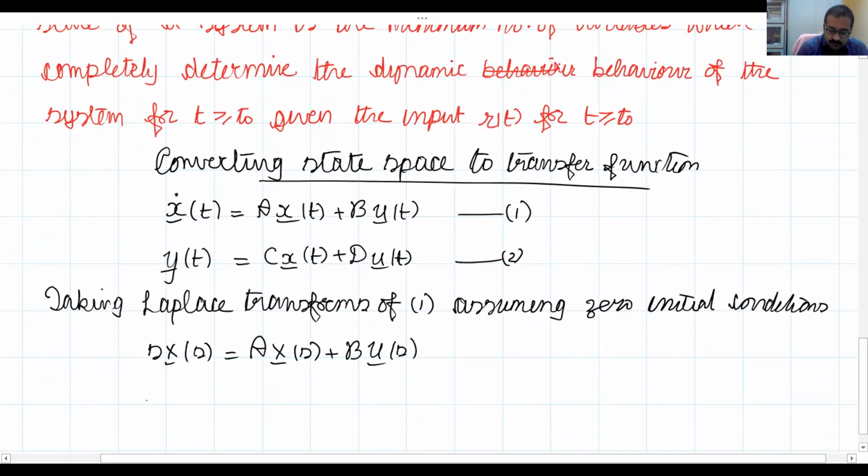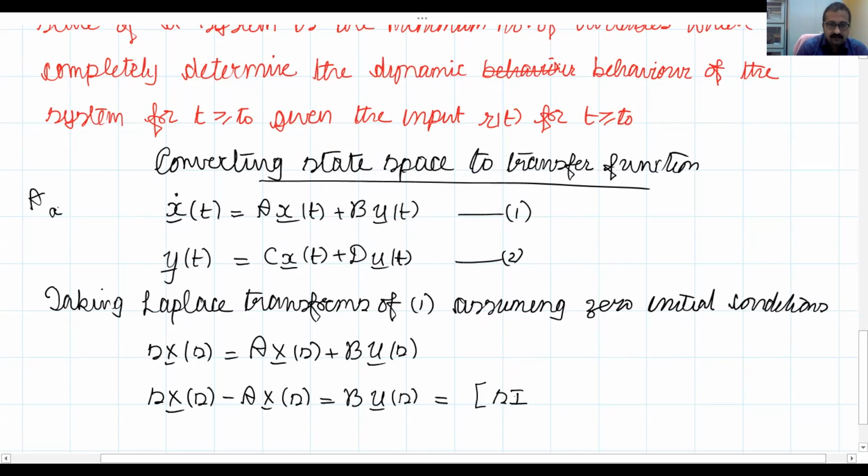So I can write this as sX(s) minus AX(s) equal to BU(s). Let me take X(s) common. So what will this be? This will be sI minus A. Why? Because A is a matrix, not a scalar. Capital A is a matrix, whereas small a is a scalar. If A was a scalar, then it would have been s minus a. Since A is a matrix, you have to consider the identity matrix. (sI minus A) into X(s) will be equal to BU(s).